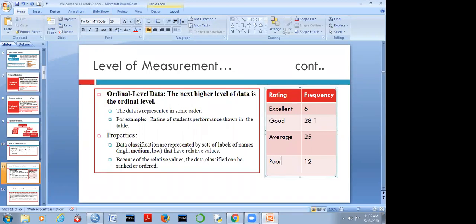So that question is order level, where order is given. Properties क्या है? Data classification represent by set of label of names: high, medium, low, excellent, good, average, poor, average, good, excellent. In this way you are giving some rating, some order you are making.